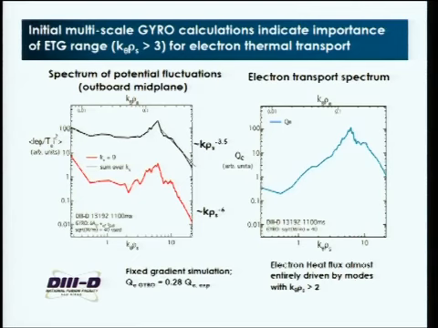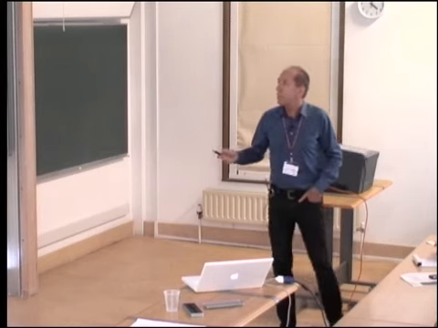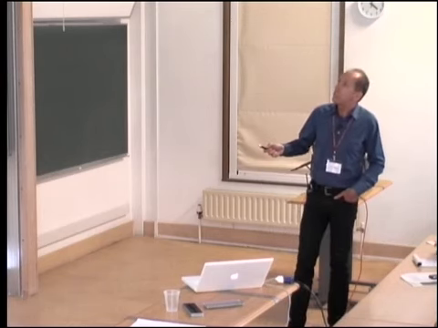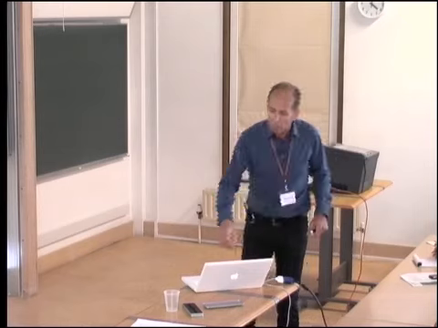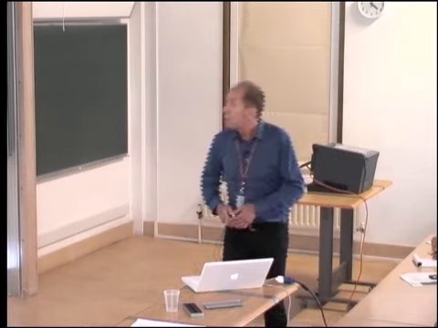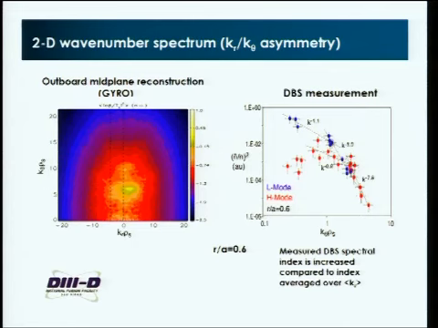Notice that the electron scale is indicated here also, so this peak corresponds to about k rho_e of 0.2. And then what happens with Doppler backscattering is that the spectral index that we measure is smaller than the index that you obtain by integrating over the k_r spectrum, and I will show in a moment where this comes from. This is the 2D outboard midplane density fluctuation reconstruction from GYRO.